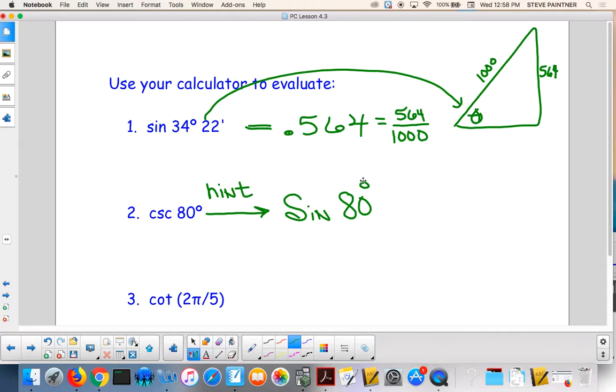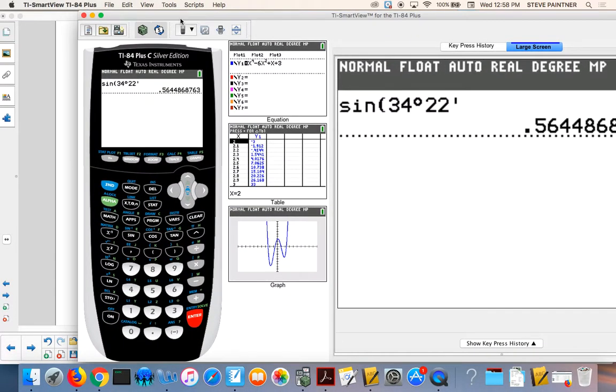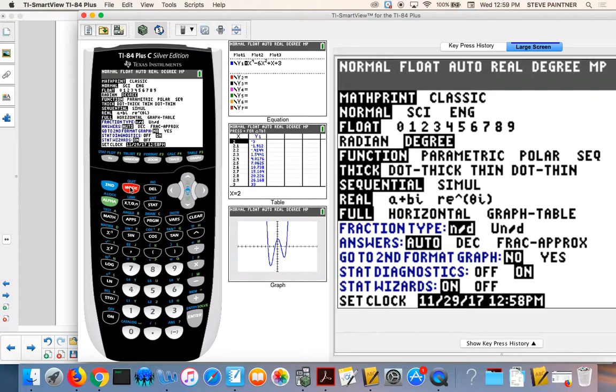Flip it. Watch this. This is how you do it. Here's what I do. Sine of 80 degrees. I know I can hit enter. That's the ratio for sine. I don't have to put degrees. I'm in degrees, look, right here. The reason I did before is because I had minutes and seconds. Then I have to do it.